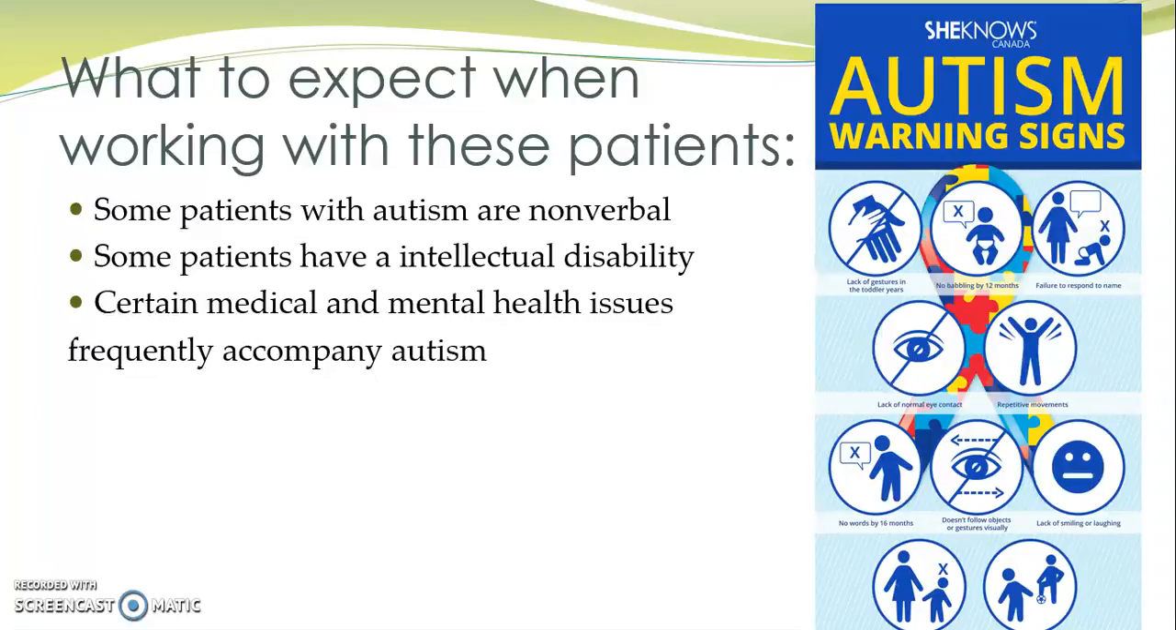With intellectual disability, it's something that, for certain patients who do have it, is going to be very noticeable. There are some medical and mental health issues that actually accompany autism. Some of those would be things like GI disorders, so gastrointestinal. Some patients with autism can also suffer from seizures. They will have problems with sleep disturbances.